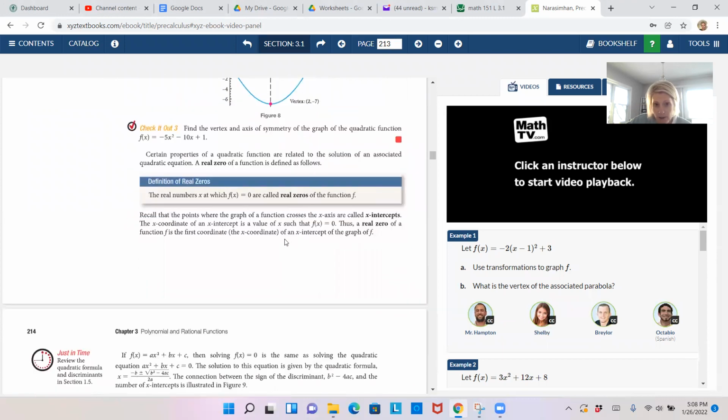Then we are also going to learn how to find our zeros. So our real zeros are basically finding the x-intercepts, and your real zeros are the x values of your x-intercepts.